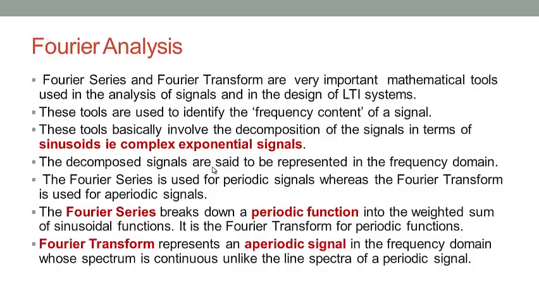Like a prism, when white light falls on it, it disperses into different colors and you will be able to see all the colors, all the spectrum, or all the various colors in the white light. Similar to this, when you give a signal to a Fourier tool like Fourier transform or Fourier series, you will be very clearly able to see the frequency content of the signal. So this is how it is very useful in signal analysis and in all types of signal processing applications.